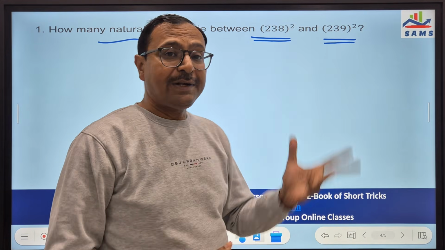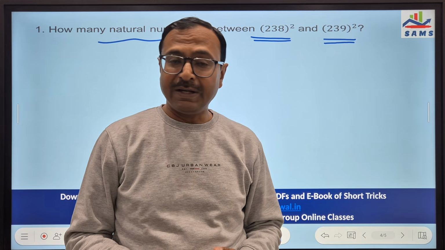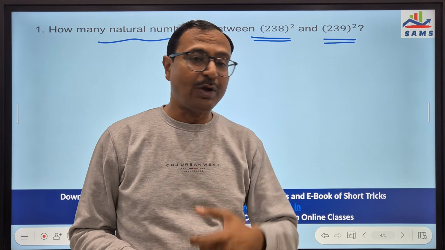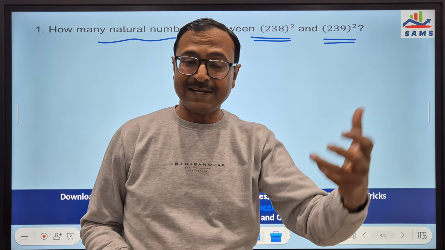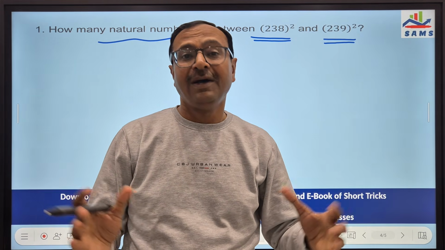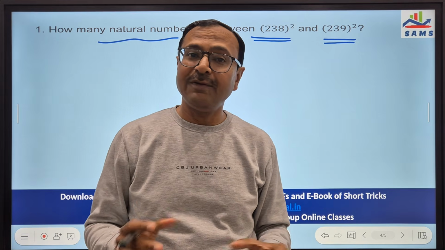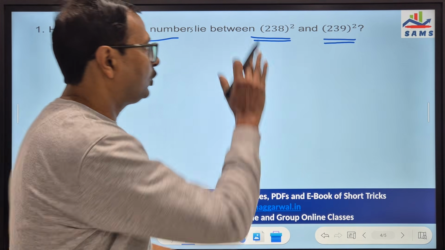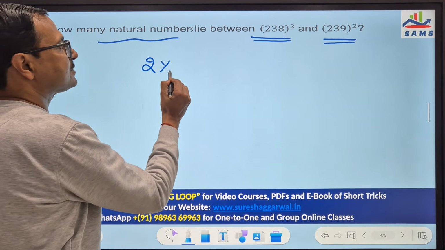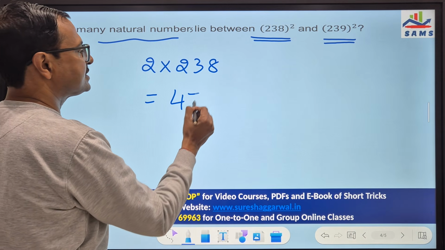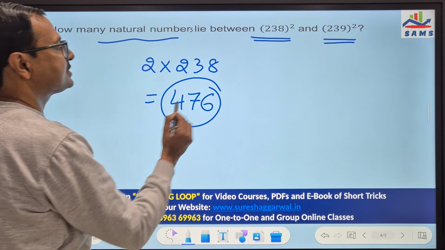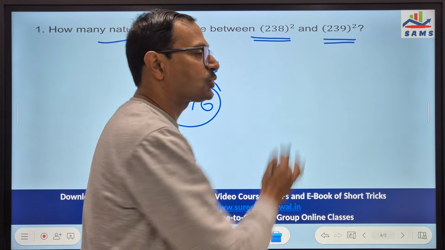Maybe squaring 238, that itself will consume at least 20-25 seconds if you are very good in squaring. And 239 square, another 25 seconds. So minimum 1 minute required, or even 2 minutes required if you don't know the trick. If you know the trick, it is just 2 times the smaller number 238, which gives me 476 natural numbers lie between these two squares.